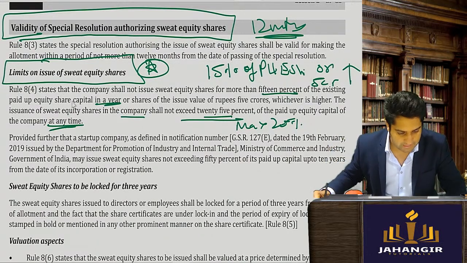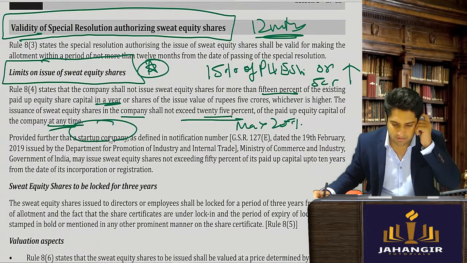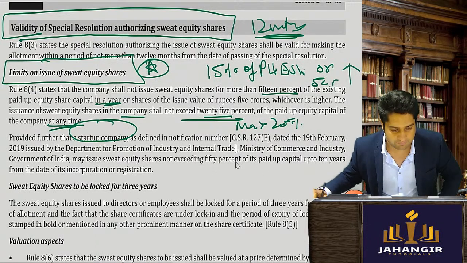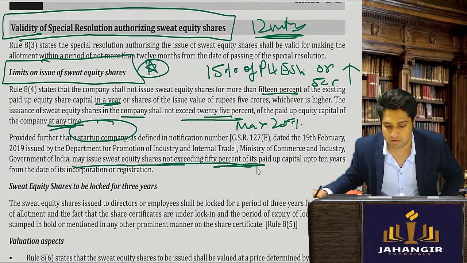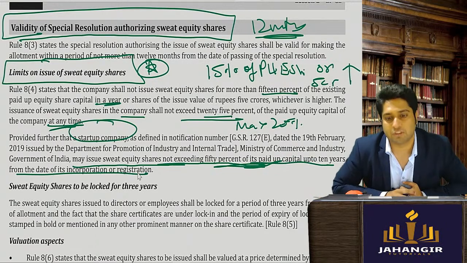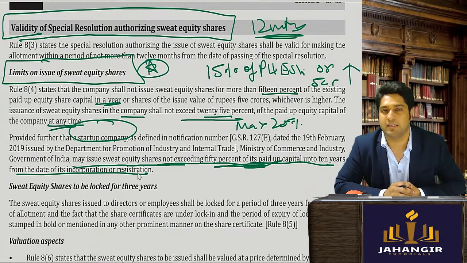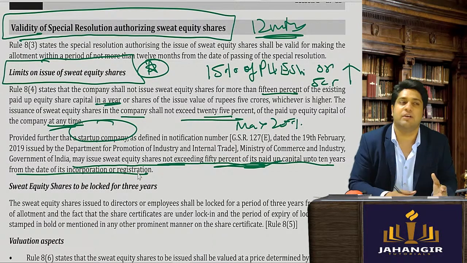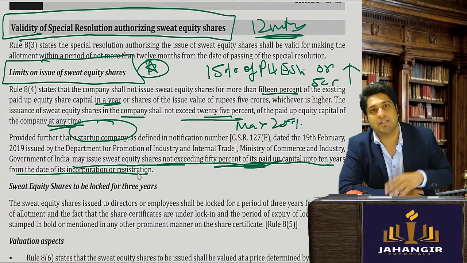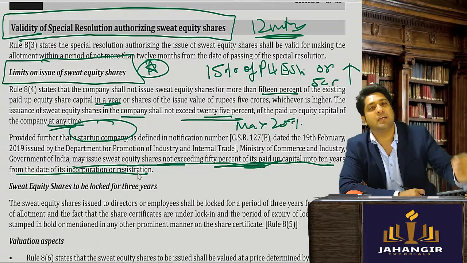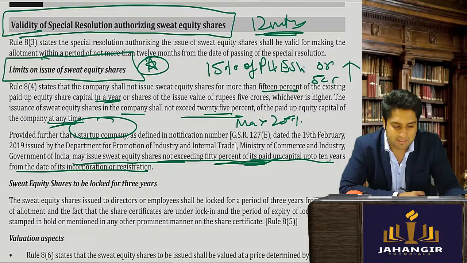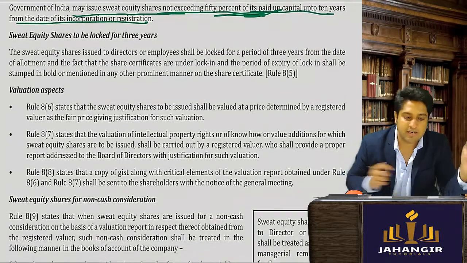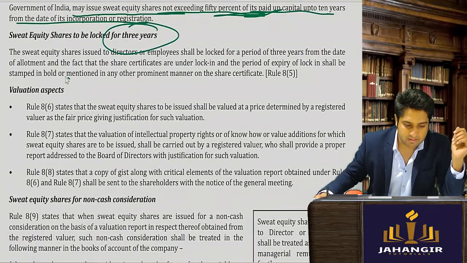And for startup companies, the government has given a benefit: instead of 15 and 25%, they may issue sweat equity not exceeding 50% of the paid up capital up to 10 years from the date of incorporation. For startup companies, where we believe there is a lot of risk, and the owners also don't have much money, they can choose to give some sweat equity. So up to 50% they can give. Sweat equity shall be locked in for a period of 3 years.